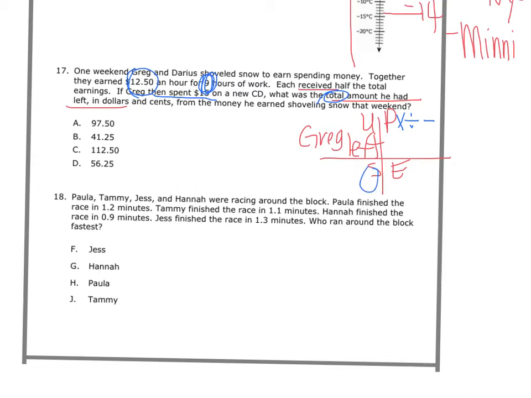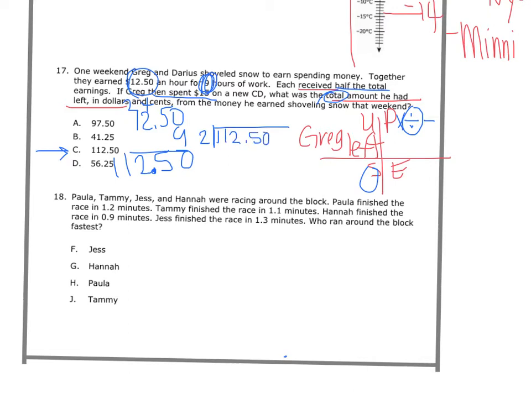So let's use our plan, $12.50 for 9 hours of work. 18, 19, 20, 21, 22, 9, 10, 11. Okay, and that's it. So together they earn $112.50. Notice that's one of your answer choices, but we're not done yet because then each received half the total. So now we're on the division part. What do we divide by? How many people were there? There's 2 people that earn this money, and they're going to share it equally.